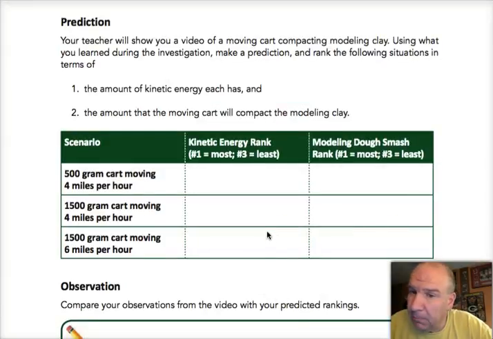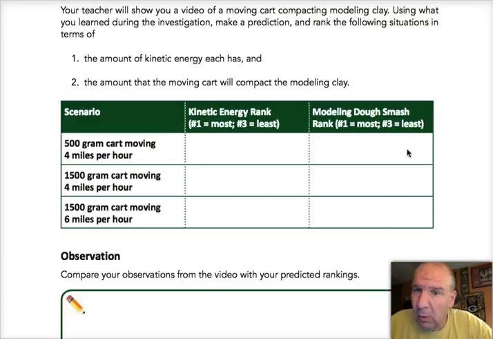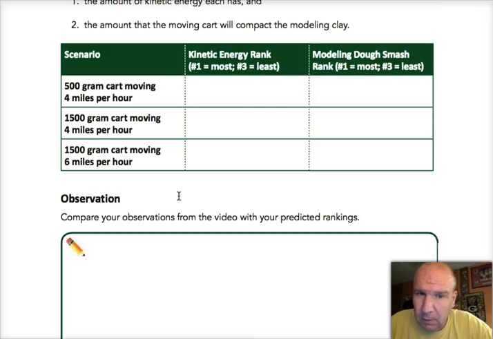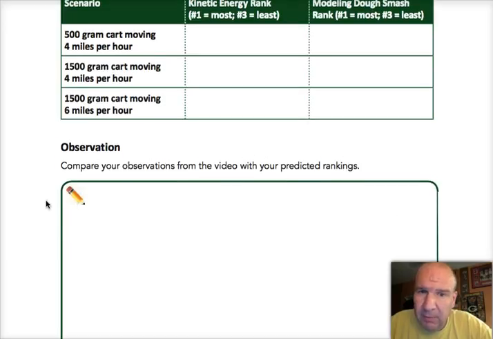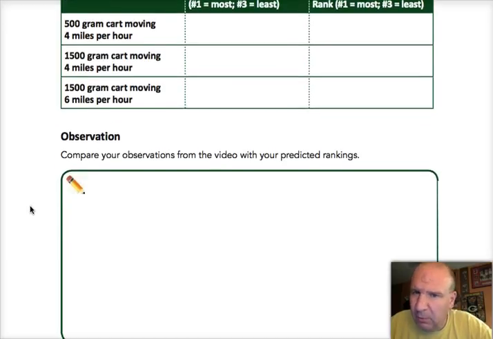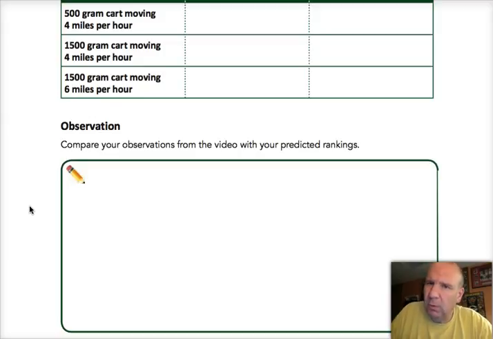So how did you do? Was your ranking according to data similar to what you predicted? So what I want you to do now is compare your observations from the video with your predicted rankings. So how did what you think was going to happen compare to what actually happened? So go ahead, pause the video, and take a few minutes and give me a couple sentences comparing your observations with your predicted rankings.